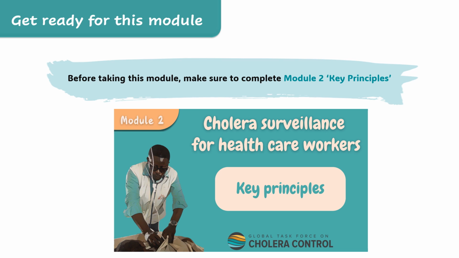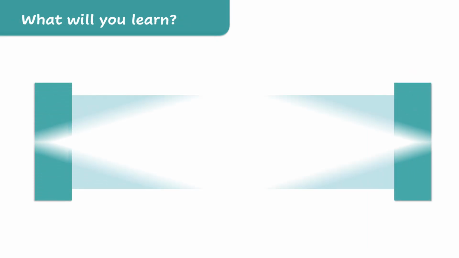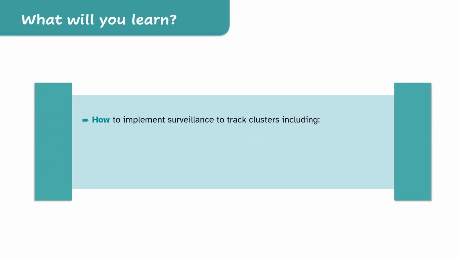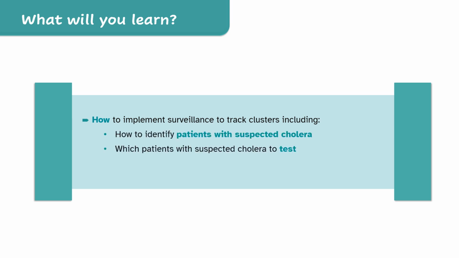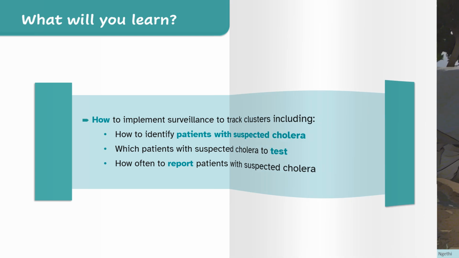These principles always apply. Therefore, if you've not yet already done so, we encourage you to take Module 2 of this course before taking this module. After completing this module, you will know how to implement surveillance to track clusters, including how to identify patients with suspected cholera, which patients with suspected cholera to test, and how often to report patients with suspected cholera.